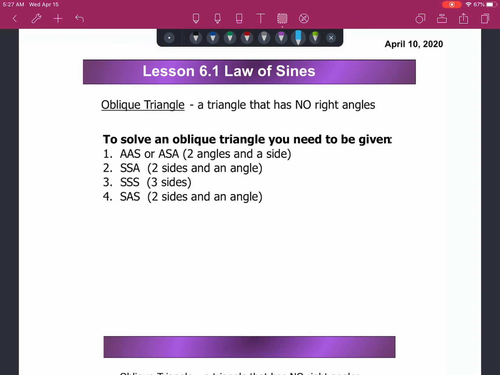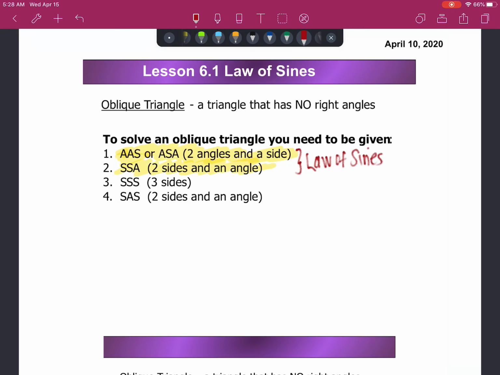Now, the reason these are broken up the way they are is because the first 2 ways require what we call the law of sines. It's a formula. And if you're given 2 angles and a side outside those 2 angles, or 2 angles and a side between those 2 angles, or 2 sides and an angle outside those 2 sides, that's called law of sines. So we would use law of sines.